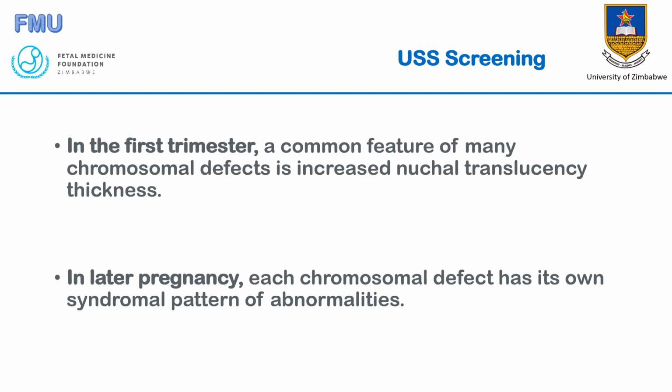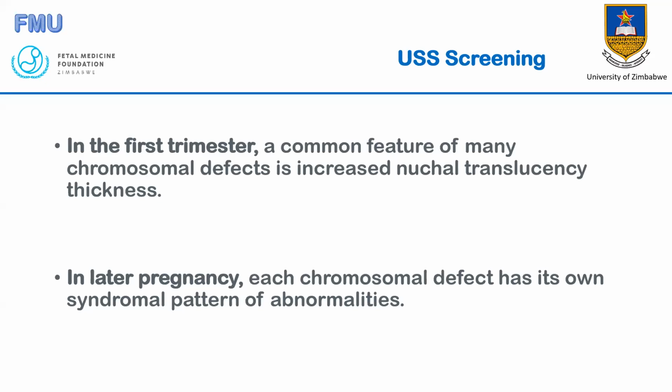And remember, it is not just the aneuploidy that we screen for. We also screen for preeclampsia in the first trimester. For us, the majority of our clients are Black women, and preeclampsia is very common in Black women. So it is advantageous for anyone who is pregnant to book in first trimester and have the 11 to 13 week scan. Then in later pregnancy, we use the syndromic pattern approach to try and screen for chromosomal defects.